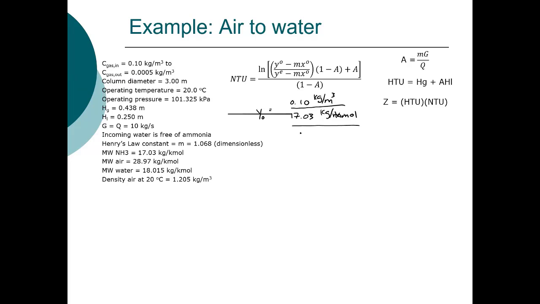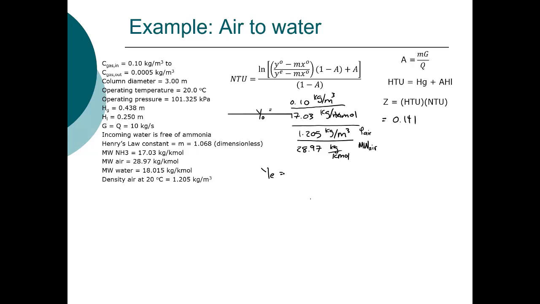And then divided by the density of the air divided by the molecular weight of air. So this is the density of the air divided by the molecular weight of air. So we now have kilomoles per kilomole. And that is equal to 0.144.